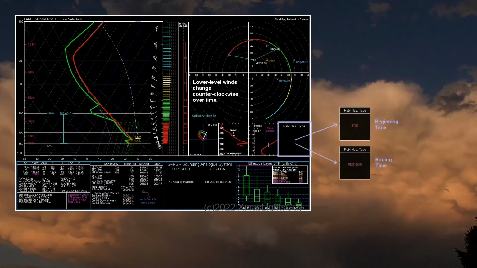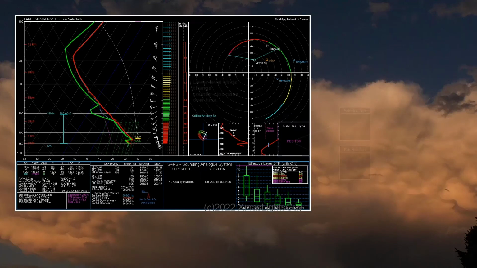In this particular case, it would result in potential for stronger storms. Veering with time exists as well, but it is a term that is rarely ever mentioned.